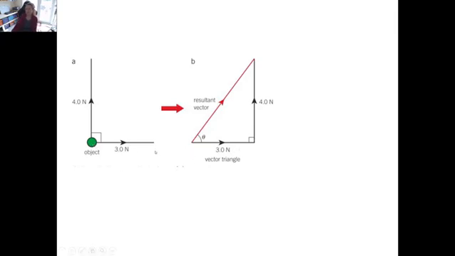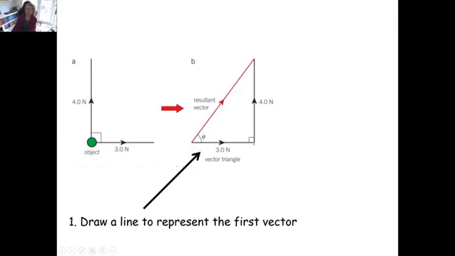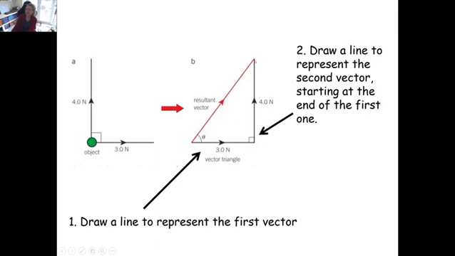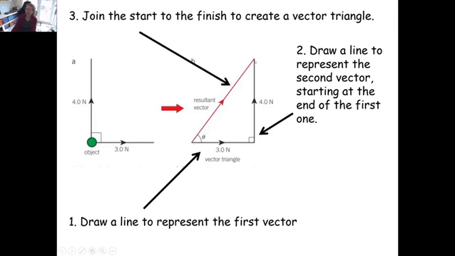First of all, you draw your first vector of 3 newtons, and then where that vector ends you draw your second vector of 4 newtons, and then you simply add them together by joining the line between where you started to where you finished. And so if an object is acted upon by 3 newtons in this direction and 4 newtons in that direction, it will actually move along that path at this angle.